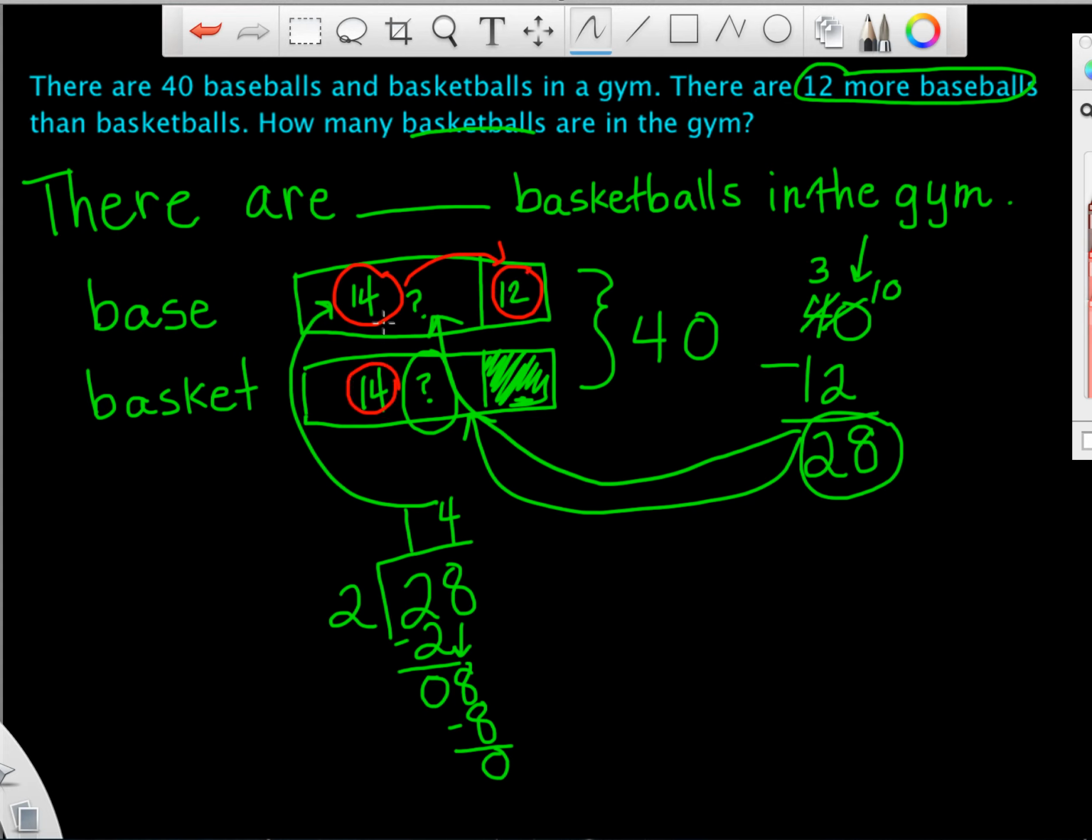So that's why we started out with the equal number of unit bars there, but this here at the end showed me that it was 12 more. Now the question is, how many basketballs are there? Well, there I can clearly see that we have 14 basketballs in the gym. What if it asked you how many baseballs were in the gym? Well, then I would take these two numbers, 14 plus the 12, to find out how many baseballs I had. We were looking for how many basketballs? We have 14 basketballs in the gym.